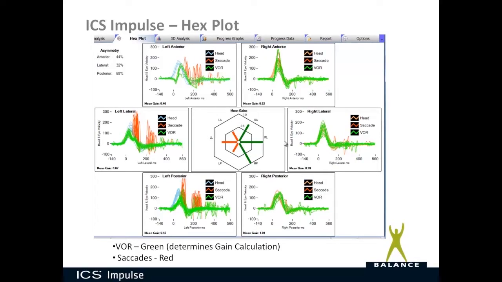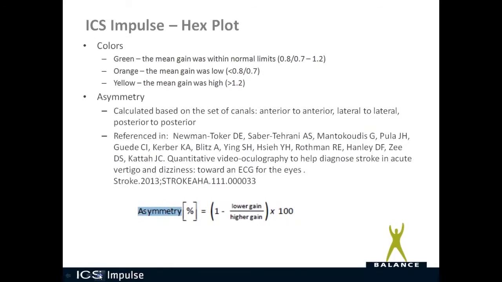Let's look at the right lateral. The mean gain is 0.99. That is within the white region, so the bar is green. That's within normal limits. So the hex plot gives you an easy view. You can easily see left side's abnormal, right side's normal. You also have your traces. And then the other thing I want to talk about is the asymmetry ratio, because it's the same formula but a little different than the gain graph.